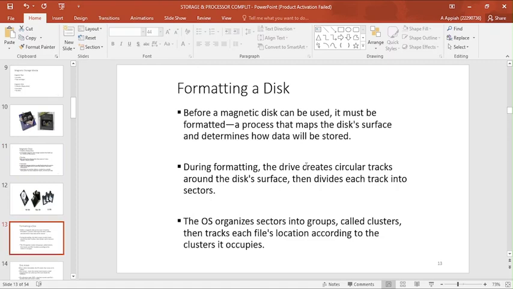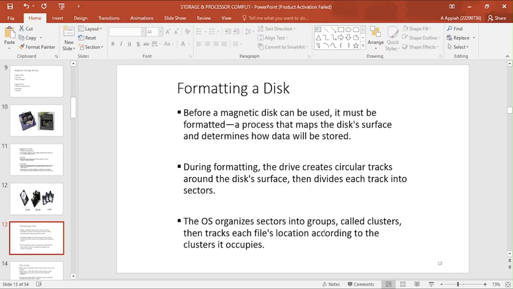Now, it is important to note that for a disk or a hard disk to be used, it needs to be formatted. So we look at formatting a disk. Before a magnetic disk can be used, it must be formatted. And when we format it, what are we doing? It is a process that marks the disk surface and determines how data will be stored.